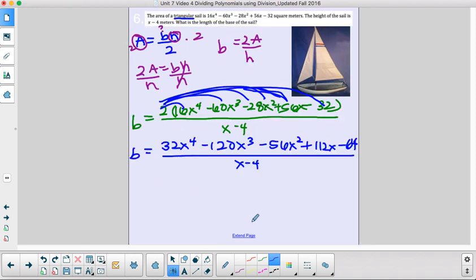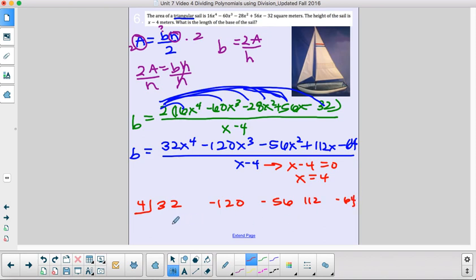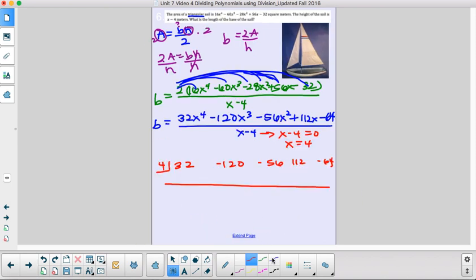So from here, all I need to do is do my synthetic division. I take what I'm dividing by and set it equal to 0. Put that in my box, and then I would do my coefficients. So I just check 4, 3, 2, 1, 0, so we're good. So 32, negative 120, negative 56, 112, and then negative 64. And I complete synthetic division.